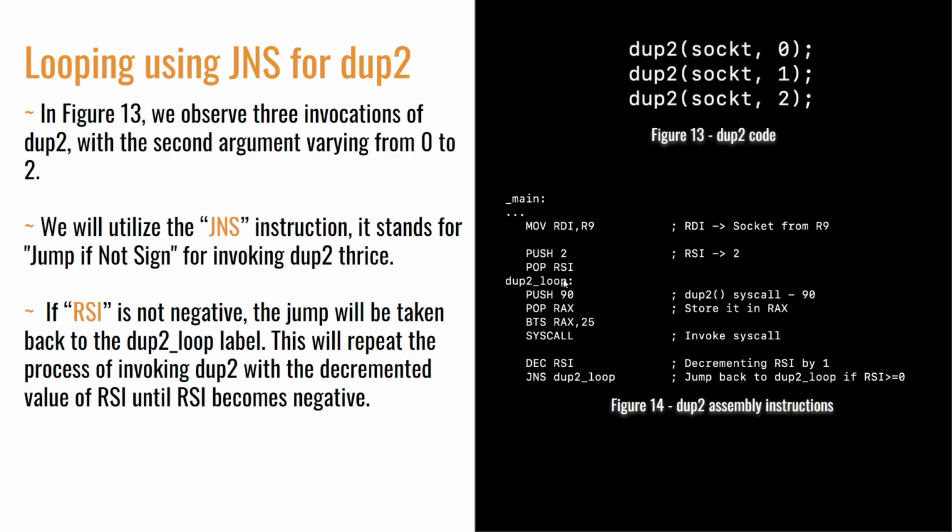Then we have the dup2 loop section. Here we push the syscall number for dup2, which is 90, pop it into RAX, perform the BTS function and invoke the syscall. And then we decrement RSI by 1. Initially it was 2, it becomes 1, and then jns dup2 loop. This checks if RSI is greater than or equal to 0. In the first loop it is obviously greater than 0, so it jumps back to the dup2 loop. Rather than explaining like this, let's go to the execution flow of the dup2 loop.